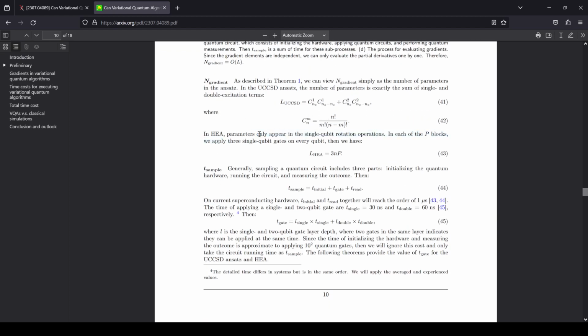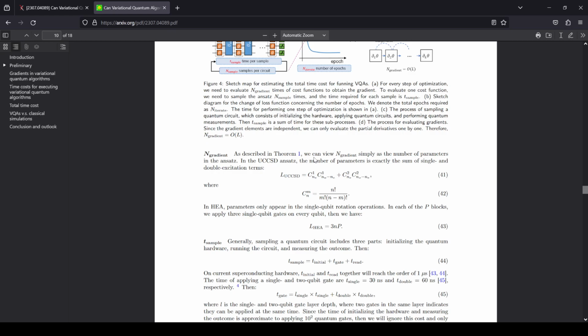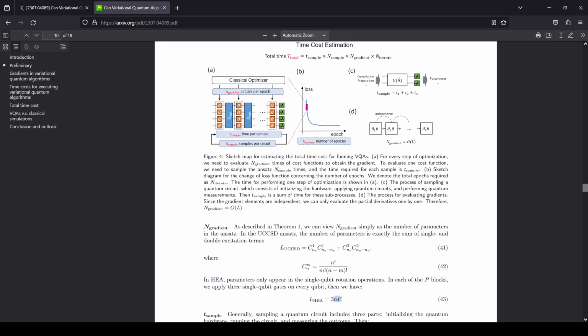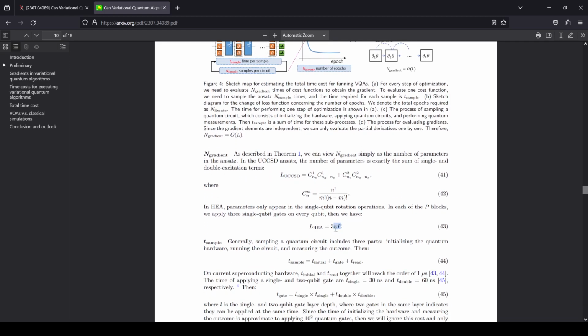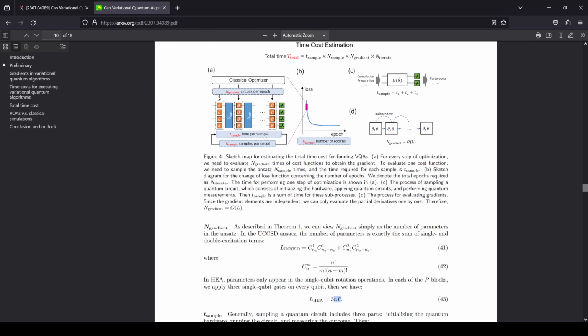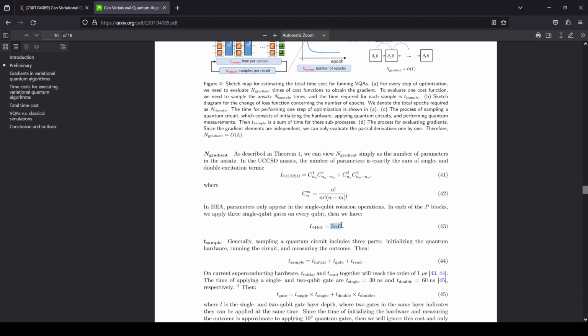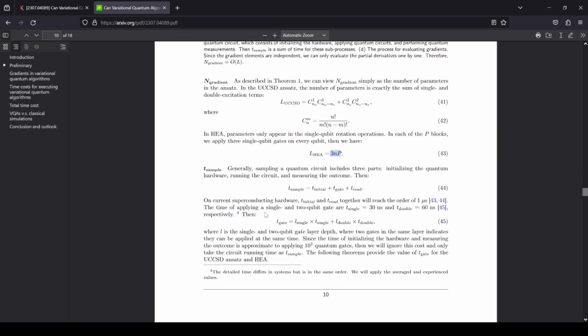In HEA, which is all we're really going to be considering, we can see that this number of terms grows linearly with the number of blocks we have. If you just have more blocks, it goes linearly, and with the number of qubits, right? For every single additional qubit we add another parameter. So it grows with respect to both depth and width, which is very intuitive. In order to compute the time to sample, we need to consider all sorts of initialization, readout error or readout times, and gate times.